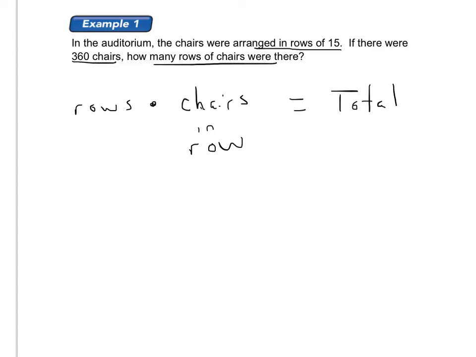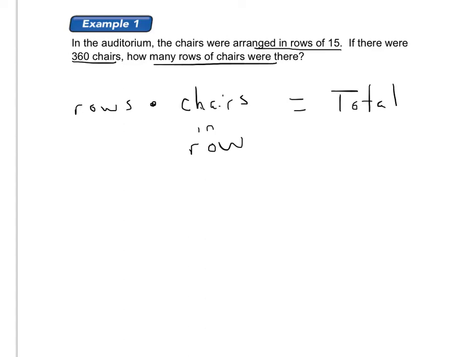Okay, I would take how many rows there are. There's one row times 15 chairs. Well, 1 times 15, that means there's 15 total chairs. Okay, 2 rows times 15 in each row would be 30 total chairs. So this is your setup. This is how I'd write the equation. Now we actually have to put that in math terms.